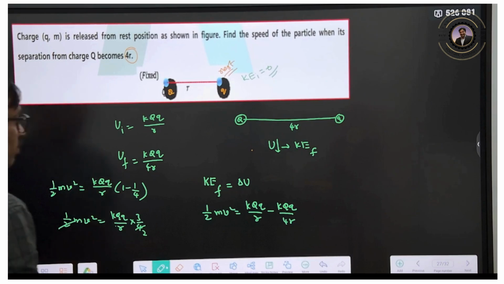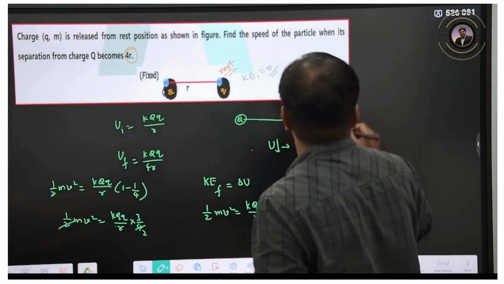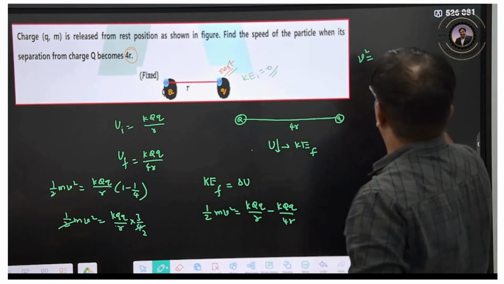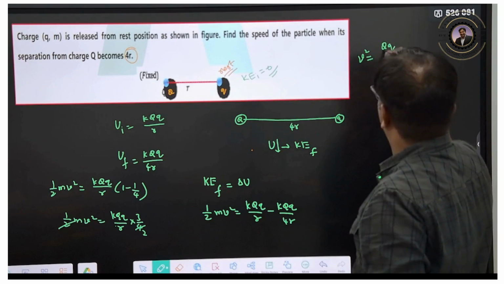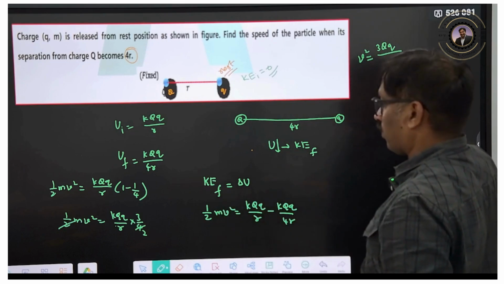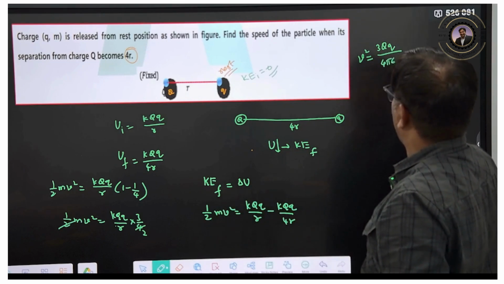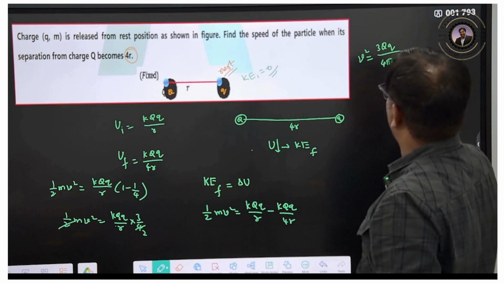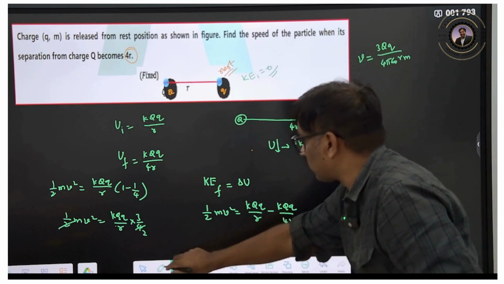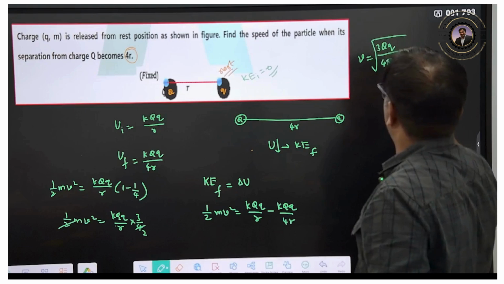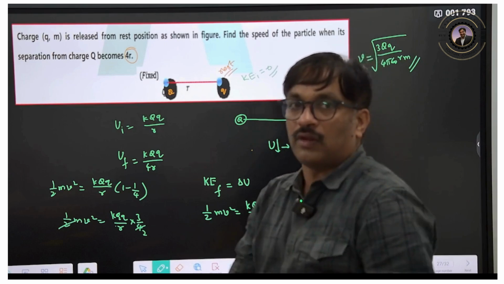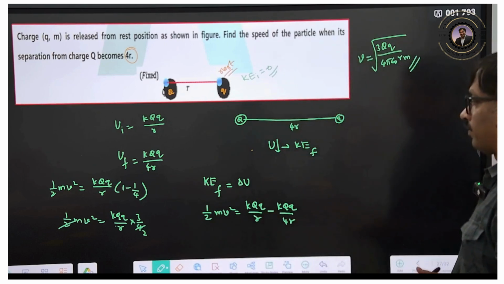So here for velocity, v² is equal to k Q q into 3 by, therefore 4 pi epsilon naught into r into m. Since it is v squared, we can rewrite it as a root. So this will be your velocity of the charge when it reaches the distance 4r. Clear?